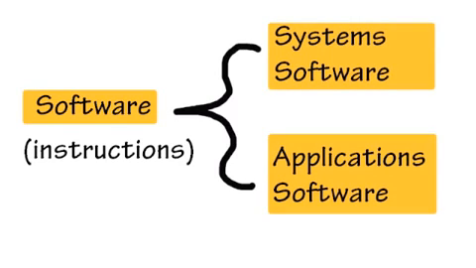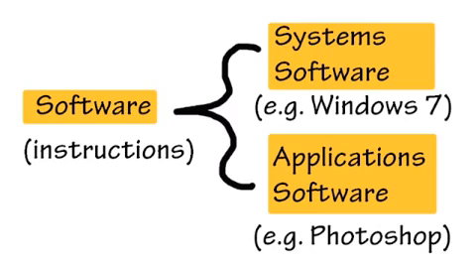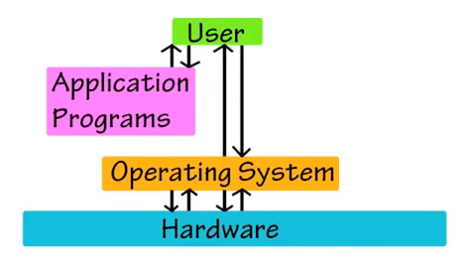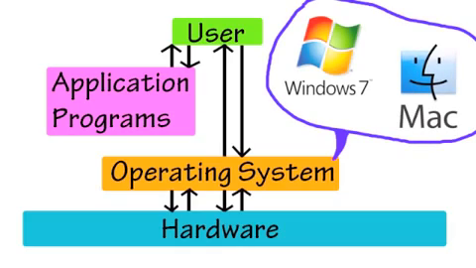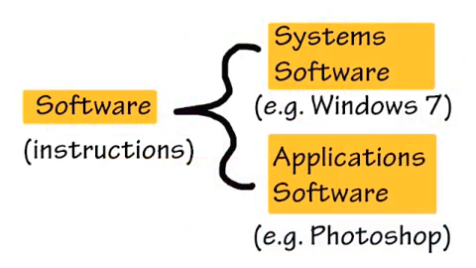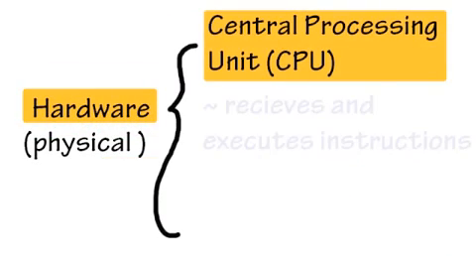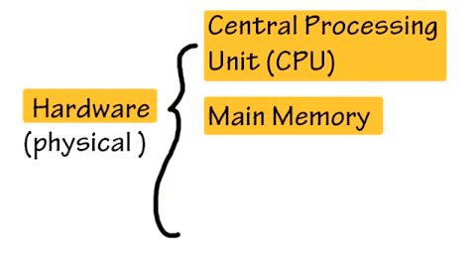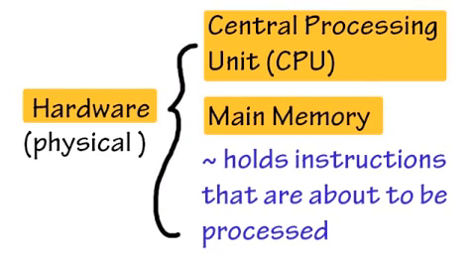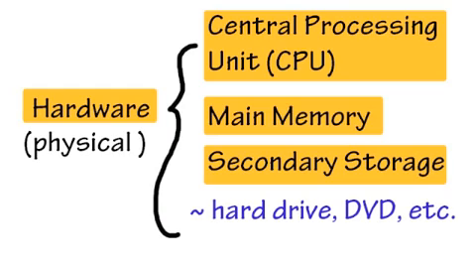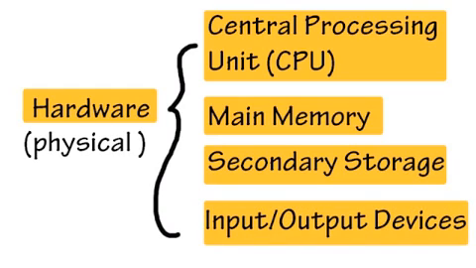There is the main program called the system software, also known as the operating system, which controls and interacts with the hardware and software components. Application software are programs like Photoshop, Internet Explorer, and World of Warcraft. The main hardware components include the CPU, or Central Processing Unit, main memory, secondary storage devices, and the input and output devices.